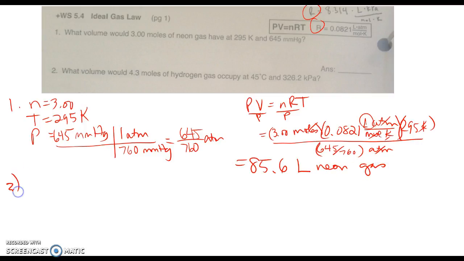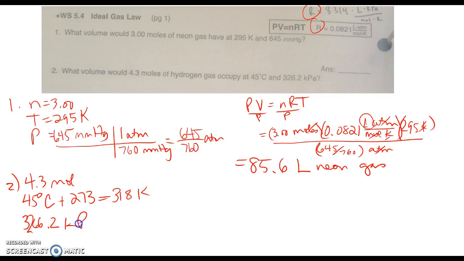All right, number 2. What volume would 4.3 moles now of hydrogen gas have at 45 degrees C? But we need to convert that into Kelvin, so we add 273, right? 318 Kelvin and 326.2 kPa. 326.2. All right. Well, we'll use the same equation, right?